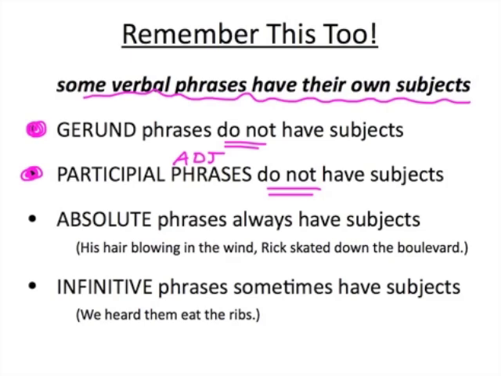not their subject. So don't include the noun that the participial phrase is modifying when you're putting brackets around the participial phrase. Absolute phrases have subjects, and that's part of their structure, that they have a participle with a noun in front of it, a participle with a subject.